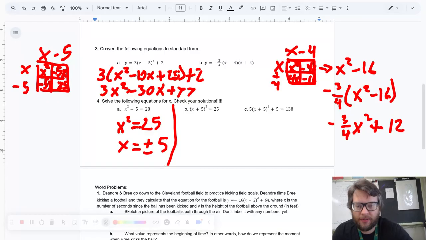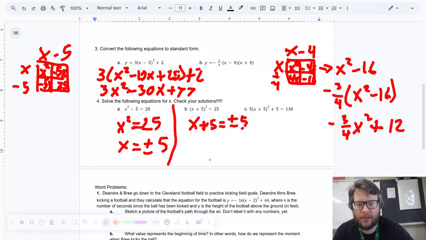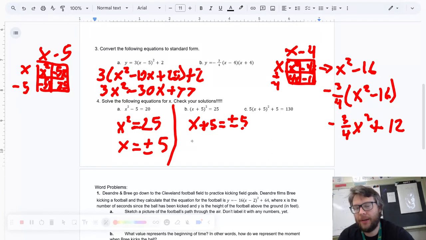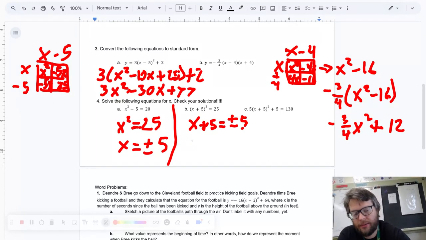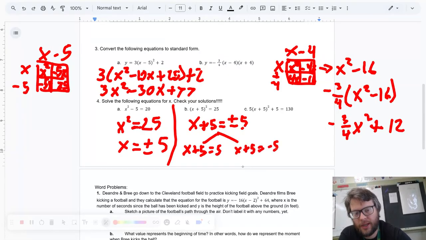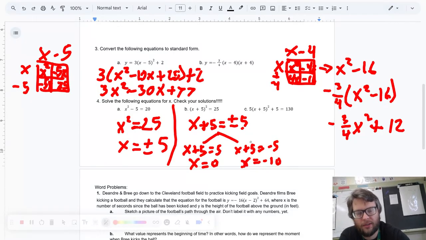Okay, then I have x plus 5, and now the squared is on the outside. So the squared is on the outside, so the first thing I do is take the square root. I have 2 answers for my square root. So I can do x plus 5 equals positive 5, or x plus 5 equals negative 5. Sometimes it's nice to write down those 2 separate answers. If I solve for x, I get x equals 0. Over here, I get x equals negative 10, just by subtracting 5 from both sides.